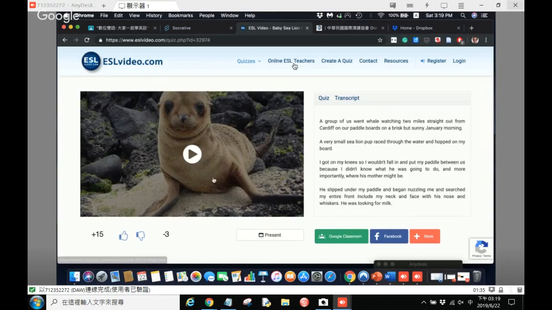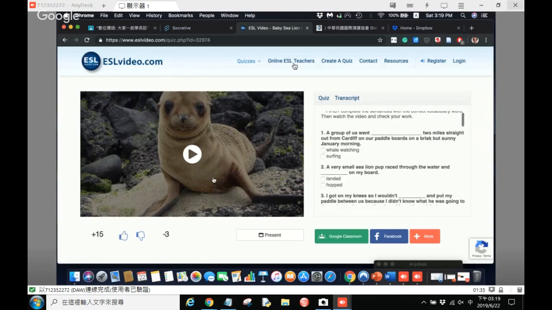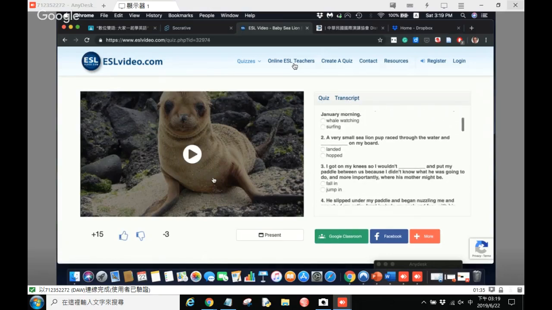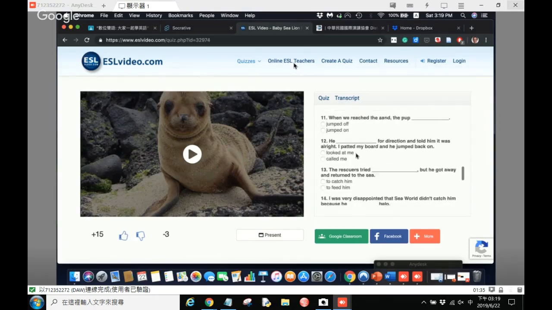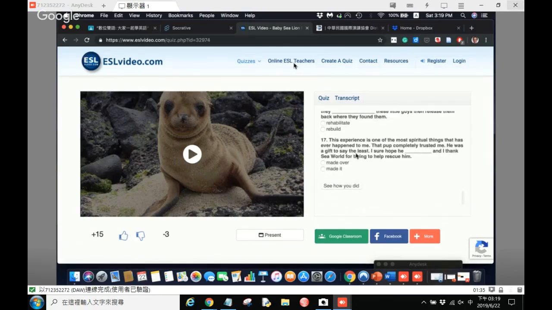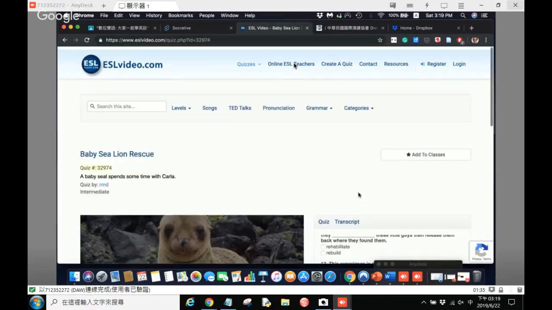And you can also take a quiz to make sure you understand the information. So you can go through this and answer the questions. And then when you get to the bottom, there's 17 questions. You can click on see how you did to see what you got right and what you got wrong. So I think this is quite nice.